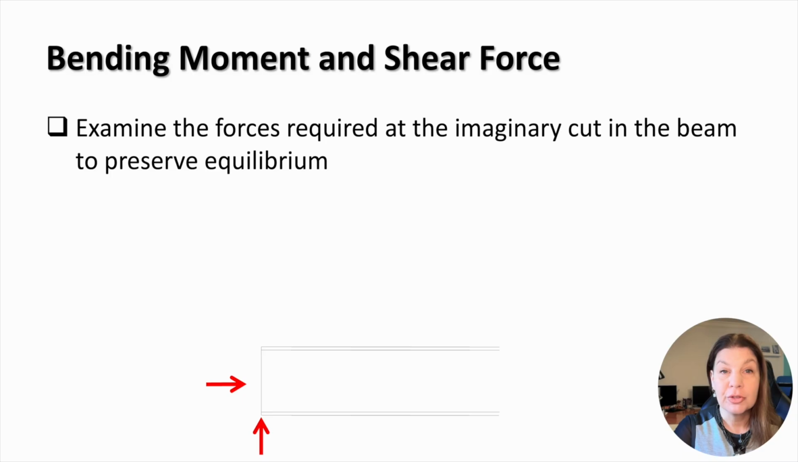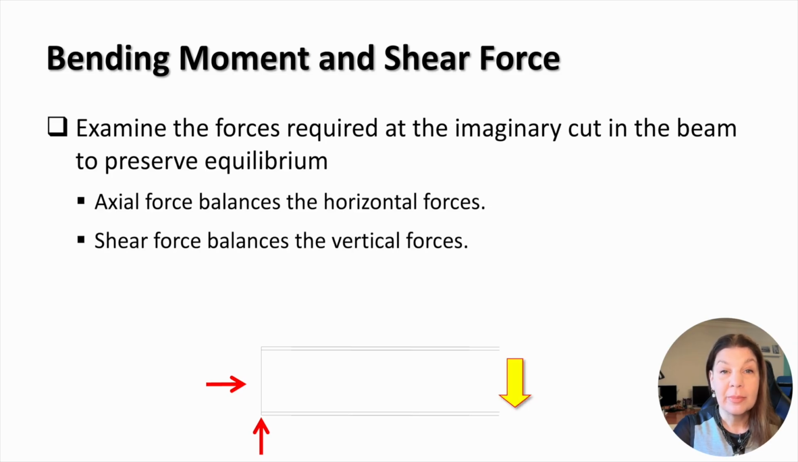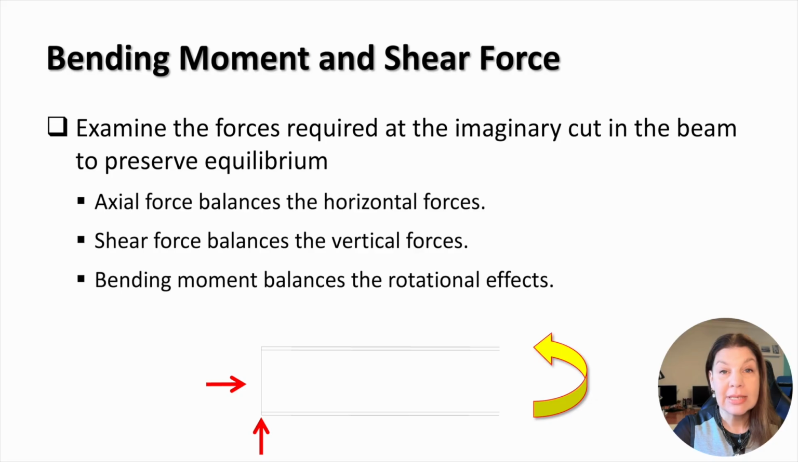We'll now examine the forces required at the imaginary cut in the beam, which are needed to preserve equilibrium. To preserve the equilibrium of forces in the horizontal direction, an internal force should be added at the cut. This internal force is called the axial force and is always in the direction of the beam. To preserve the equilibrium of forces in the vertical direction, an internal force should always be added to the cut. The internal force is called the shear force and always acts perpendicularly to the direction of the beam, which means to its axis. And to preserve the equilibrium of moments, an internal bending moment should be added at the cut.